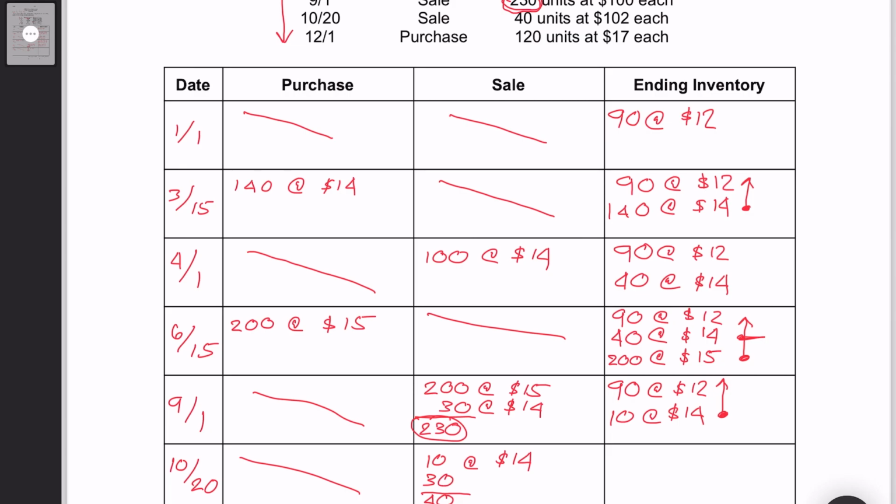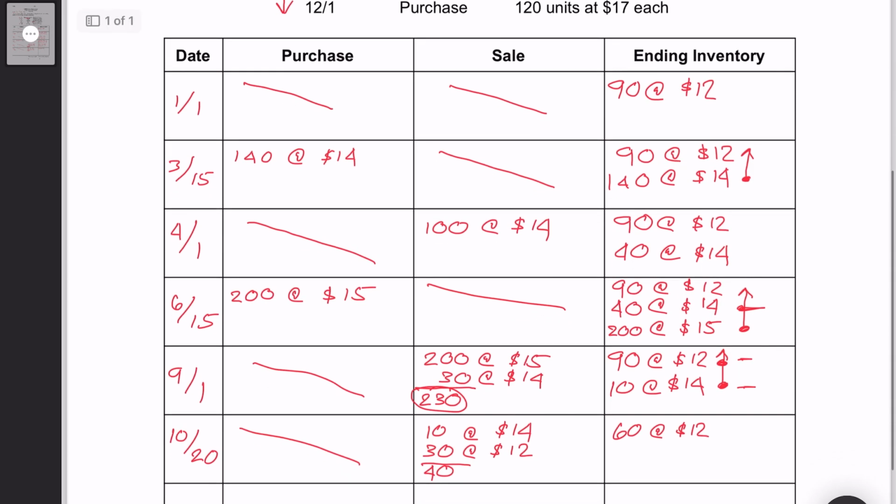When I look at my stuff over here, we see that all 10 of those are gone. That means that other 30 is going to be coming from right here at the $12. So we've got 30 units at $12. What's that going to leave me? Well, I've got rid of all of my 10s down here, and now I've gotten rid of another 30 of our 90. So that's going to leave me 60 units at $12.